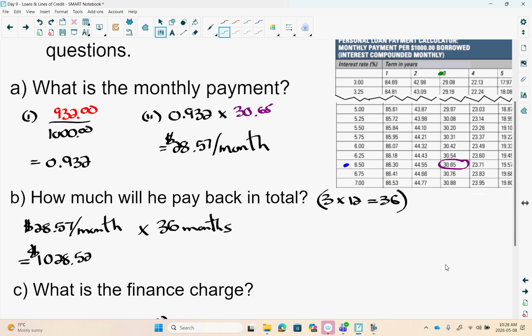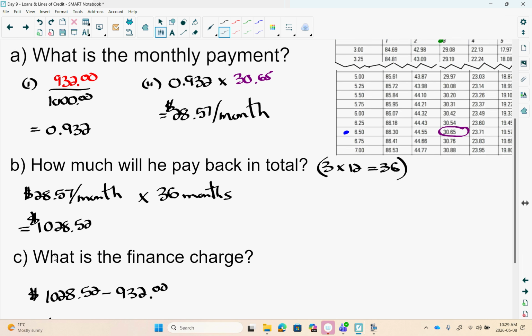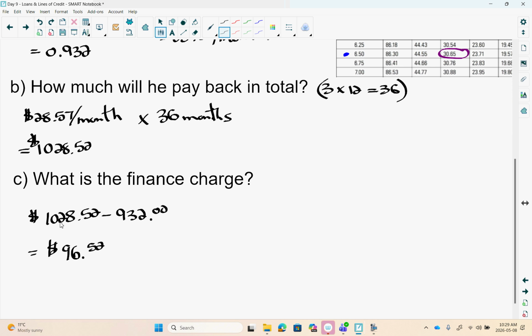Everyone was good there. The next move, why did I multiply 28.57 per month by 36 and not 3? Because it's 3 years, changed it to months, 36 months. How do I do that? 3 times 12. And when I multiply the 28.57 by 36, I'm left with $1,028.52. When you subtract the 932, I noticed some people had a different number here. You should get 96.52. Everyone's good with that?